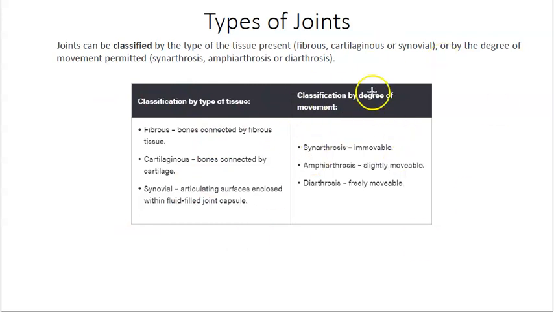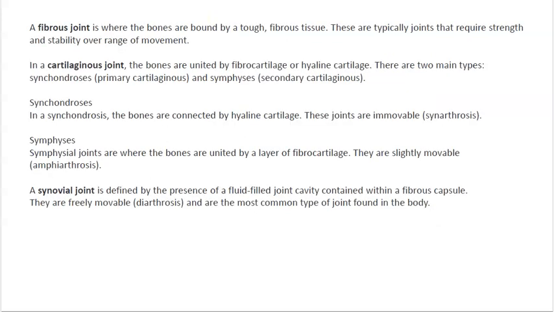And then the types of movement: synarthrosis is an immovable joint. Amphiarthrosis is a slightly movable joint. And diarthrosis is a freely movable joint. Let's go a little more into that. So a fibrous joint is where the bones are bound by a tough fibrous tissue. These are typically joints that require strength and stability over a range of movement.